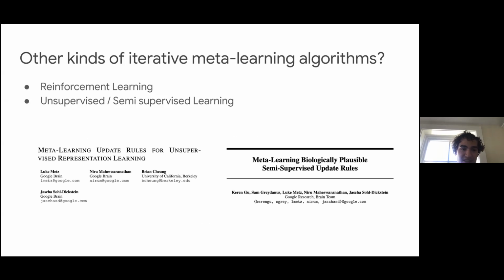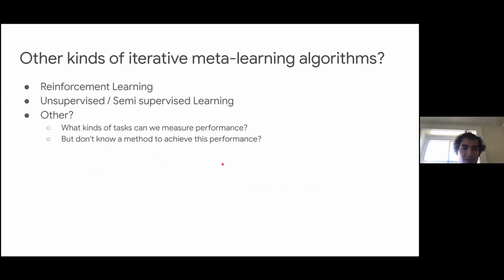Another area I'm particularly excited about is unsupervised or semi-supervised learning. We've done some work in this space, but I think there's still a lot more that can be done. There's also a lot of other kinds of problems. In general, if there's a task that we can measure performance on but don't necessarily know how to do well on, these are an ideal fit for meta-learning methods.